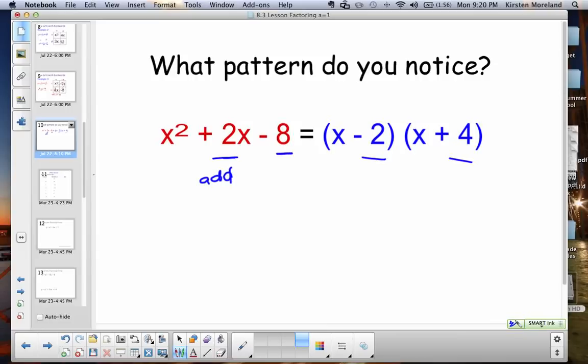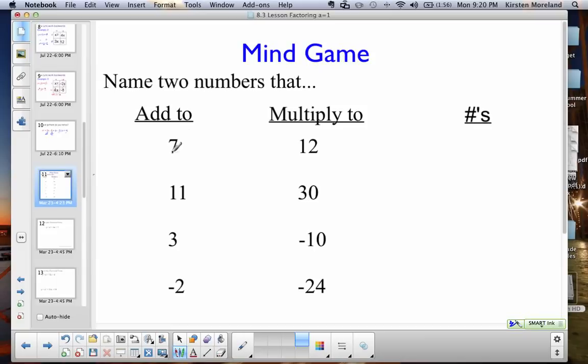You multiply the two numbers to get the last term. Okay? So that's why we've been doing these diamond problems so much, is you want to multiply at the top, add to the bottom, because that gets you your middle term and your last term.